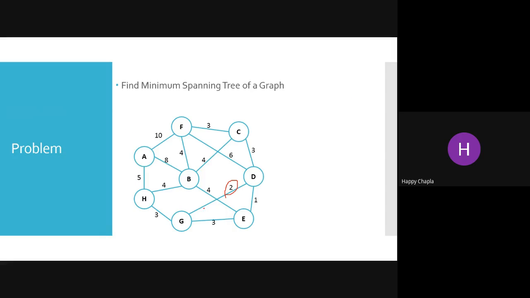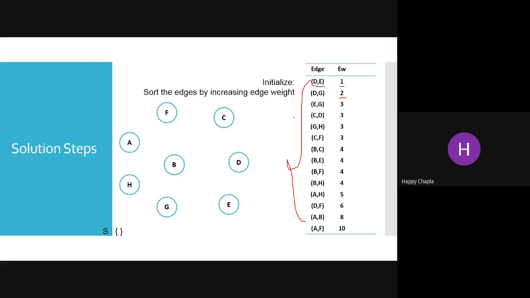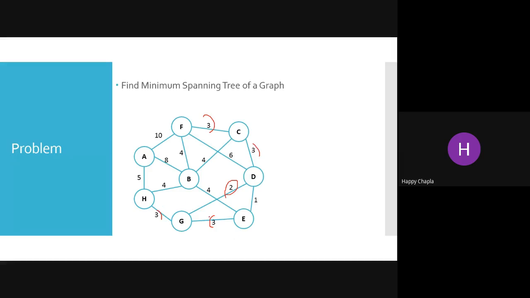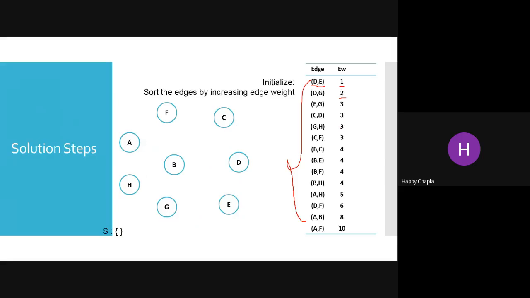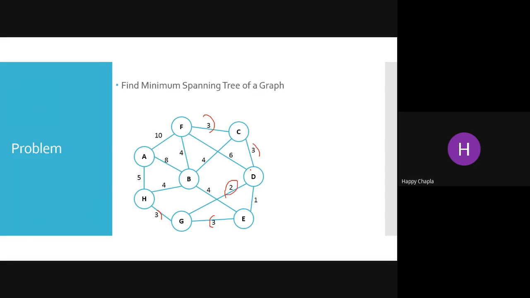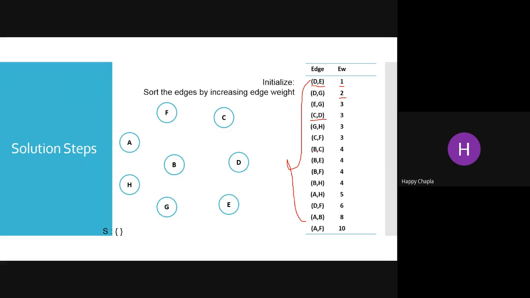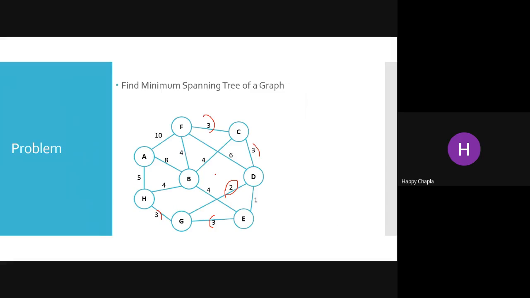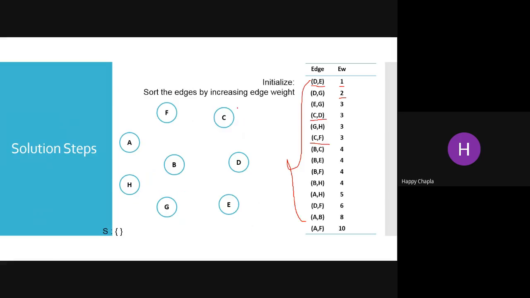Now the minimum weight is equal to 3. So this is 1, 2, 3, and 4. How can we take this? So if we are trying to visit from D to C, it will take the node equal to 3. Right. So first we are trying to take the node E to G, which costs 3. Okay. Now next is C to D, that is also 3. So we can take it. Now C to F, that is also 3. So we can take it.